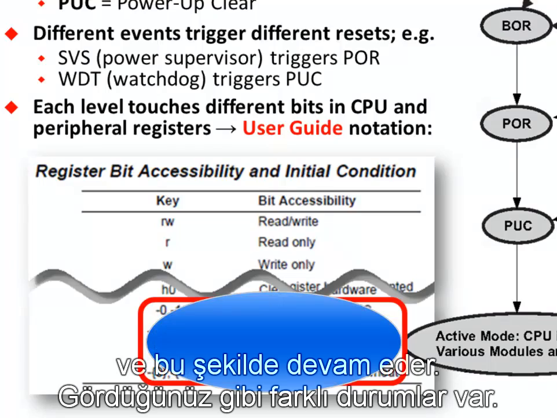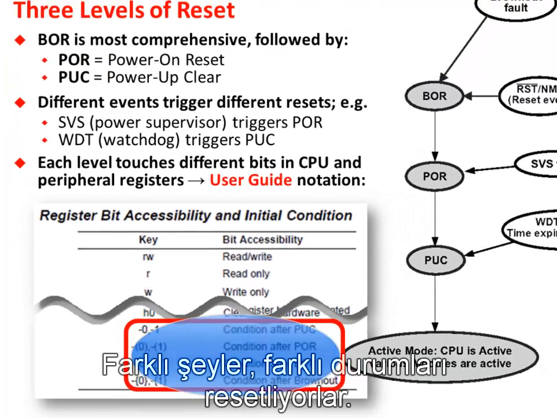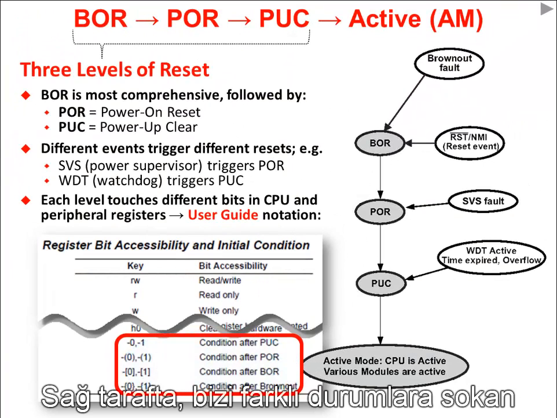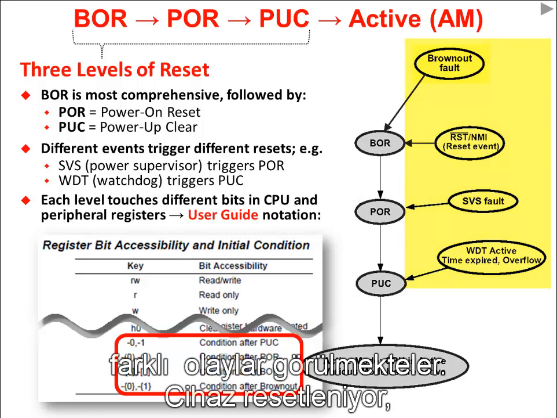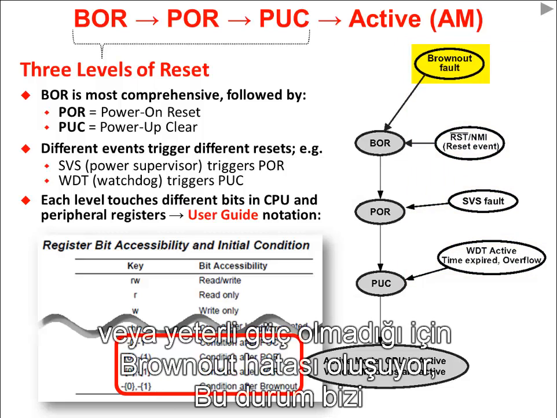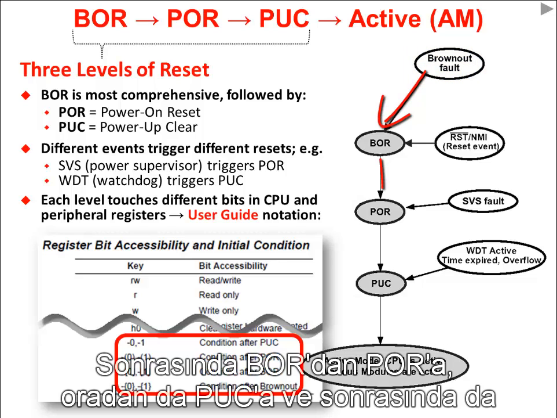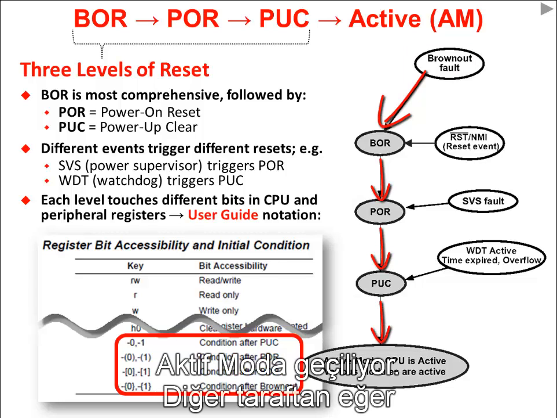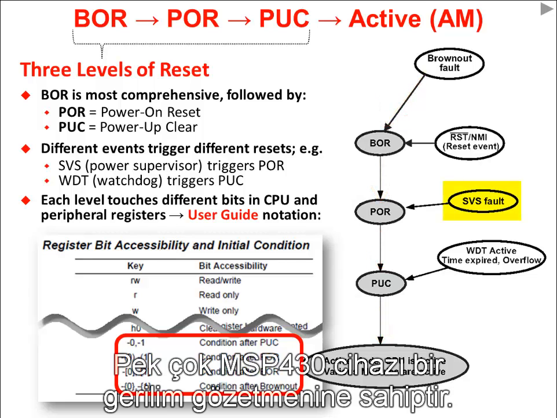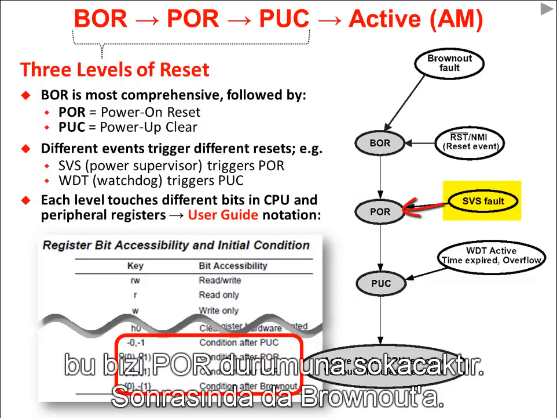So you can see that we have these different states, and different things get reset at different states. On the right-hand side we can see that there are different events that take us to each of these different states. So if we have a reset of the device or a brownout fault, not enough power, that's obviously going to take us to BOR. And from BOR we go through POR, we go through PUC, and finally make it to active mode. On the other hand, if we have a supply voltage supervisor fault, many of the msp430 devices have a supply voltage supervisor. This will actually take us to the POR state and not all the way back to brownout.